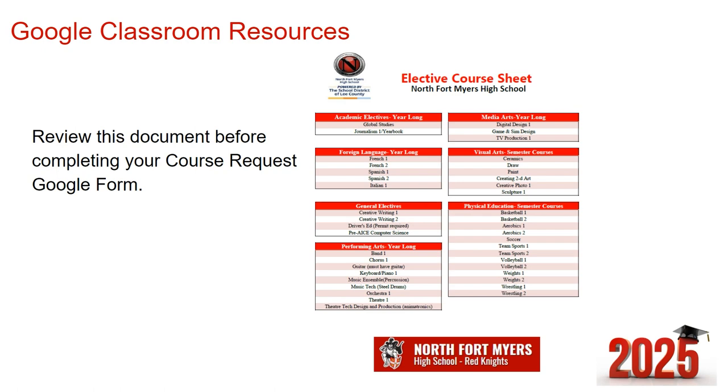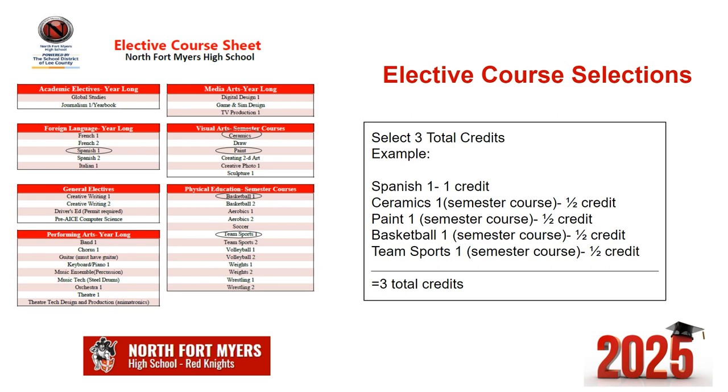You will have the opportunity to select up to three electives. Keep in mind that some of our electives are a full year, while others are only a semester long. So, for example, if I selected Spanish, ceramics, paint, basketball, and team sports, those classes would add up to three full credits.